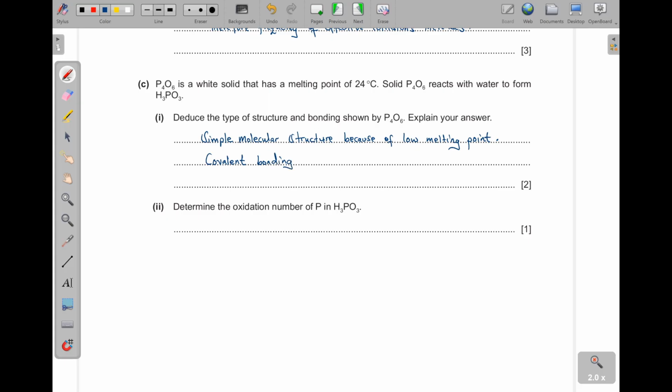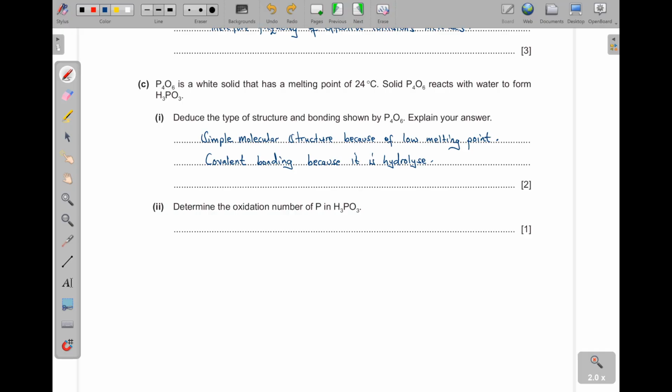Students always make a mistake here and they write convalent instead of covalent. So please check that. Covalent bonding because it is easily hydrolyzed. Okay, hydrolysis has taken place. It reacts with water to form this.